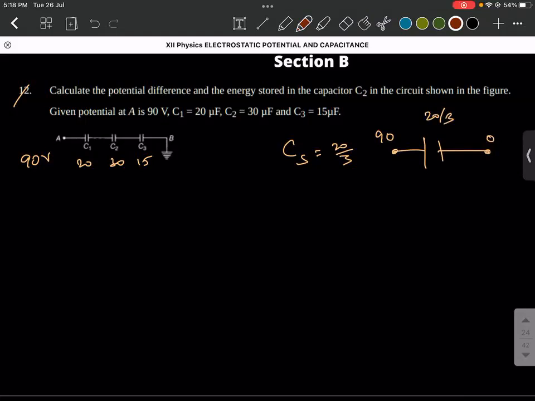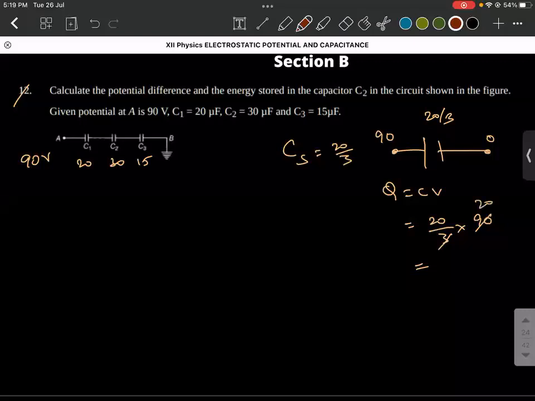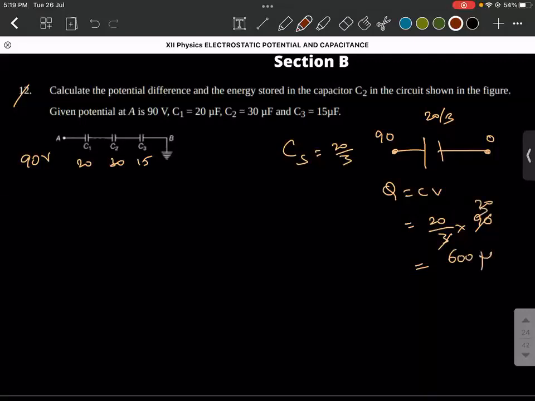So here it is 20 by 3. What is the charge supplied by the battery? Q is equal to CV. So C is 20 by 3 into V, which is 90. How much is this? 600 microcoulomb. So 600 microcoulomb is the charge present on each capacitor.